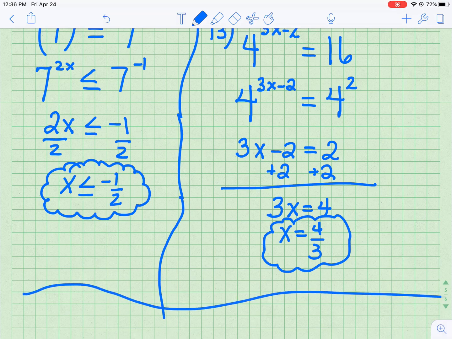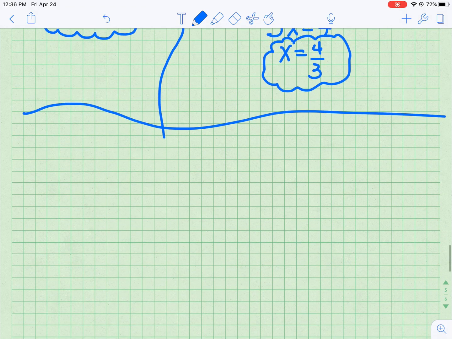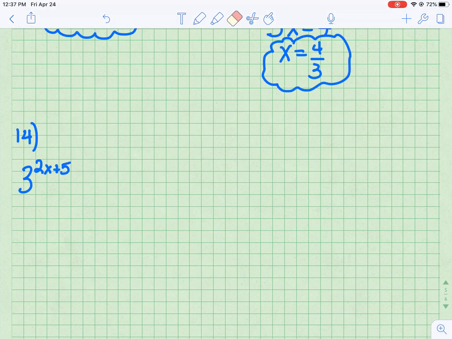Does that make sense? Okay. Two more and then we're done with the homework. Number 14 is 3 to the 2x plus 5 equals 27 to the x power.